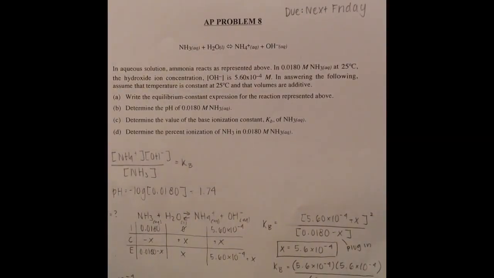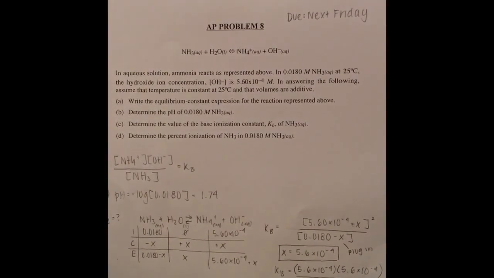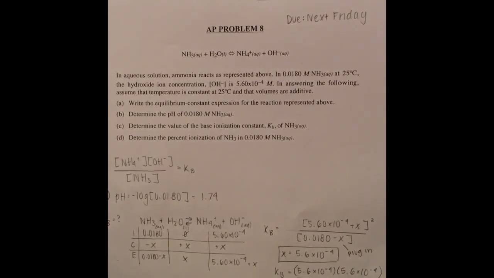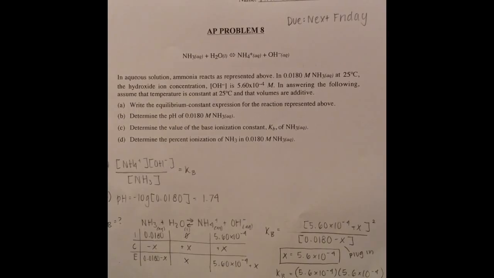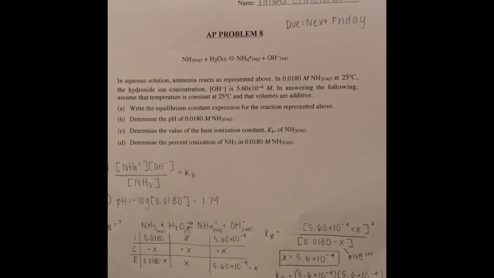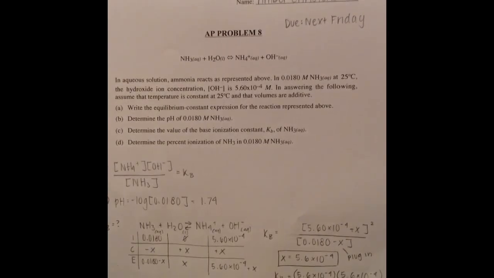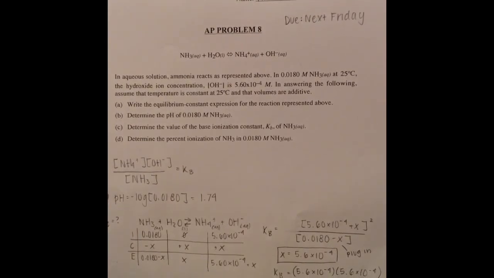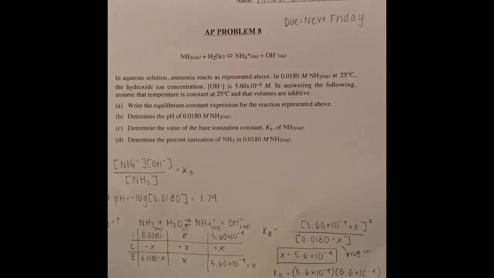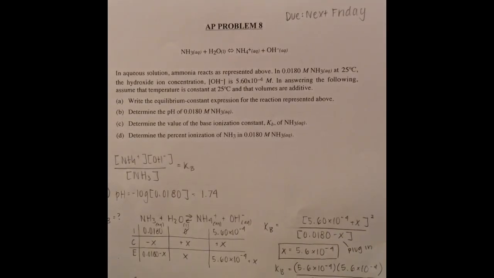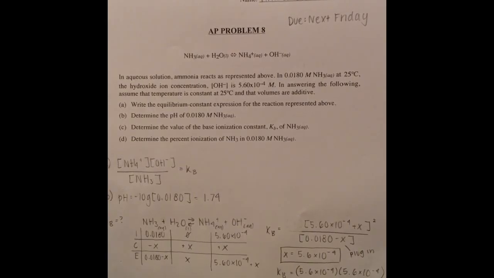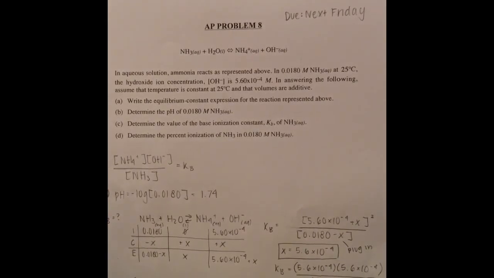This is AP problem number 8. In aqueous solution, ammonia reacts as represented above. In 0.0180 molarity NH3 at 25 degrees Celsius, the hydroxide ion concentration, OH-, is 5.6 times 10 to the negative fourth molarity. In answering the following, assume the temperature is constant at 25 degrees Celsius and the volumes are additive. Write the equilibrium constant expression for the reaction represented above.